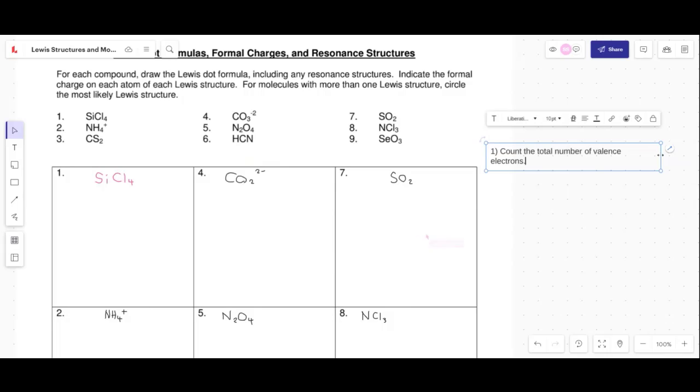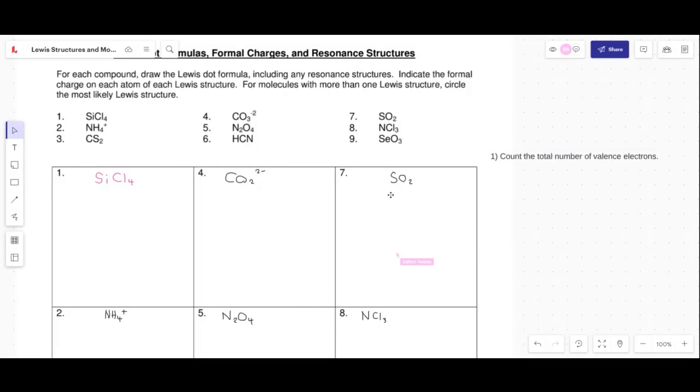And I will say this is simply one method out of many for drawing Lewis structures. I just find this one to be one of the easier ones to consistently and correctly always get accurate Lewis structures. So if I count the total number of valence electrons, if I'm looking at silicon tetrachloride, silicon has 4 valence electrons based on where it is.